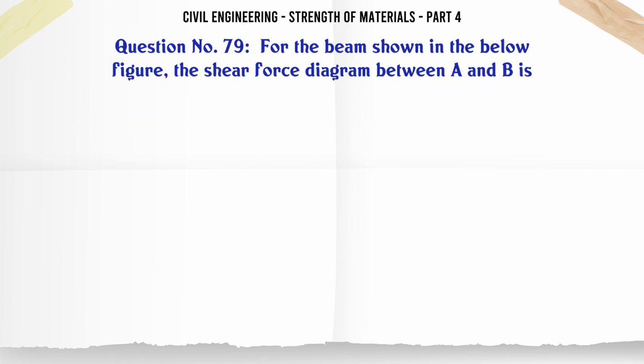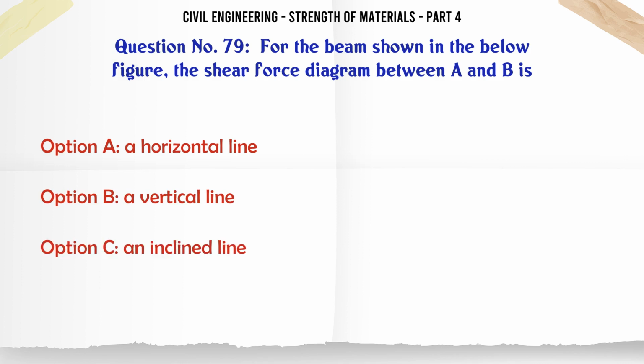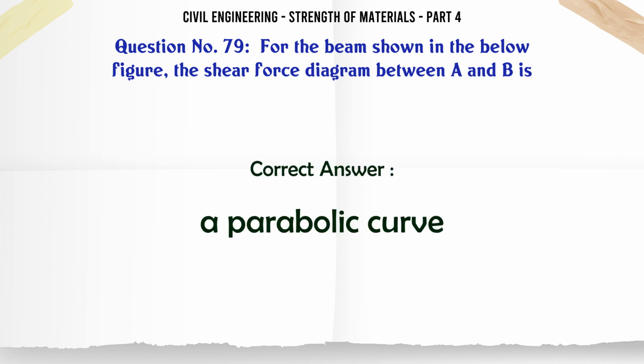For the beam shown in the below figure, the shear force diagram between A and B is A. A horizontal line, B. A vertical line, C. An inclined line, D. A parabolic curve. The correct answer is a parabolic curve.